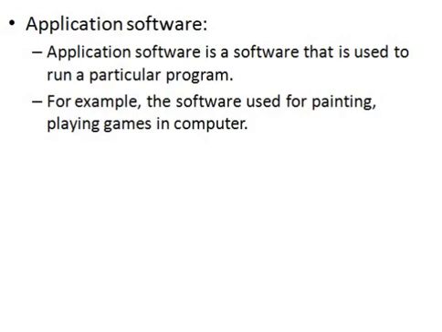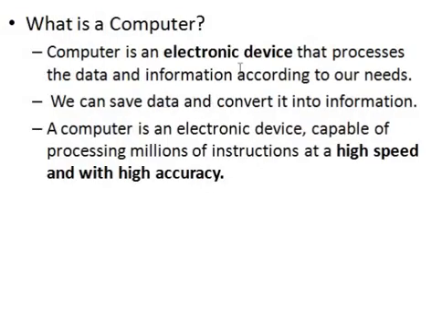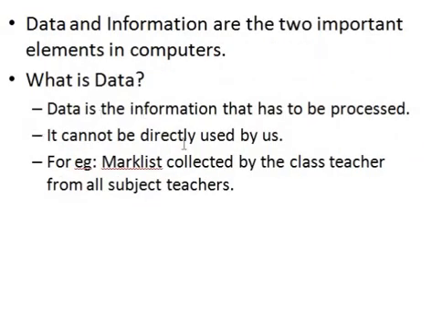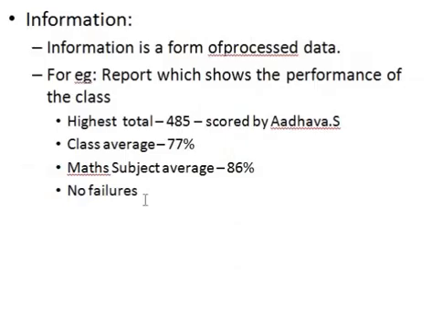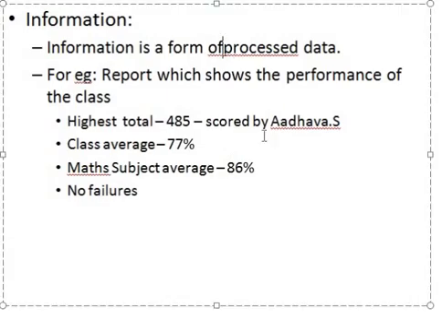Okay, a quick recap of this unit 7. We started with what a computer is. A computer is an electronic device that processes data and information according to our needs. Then we discussed what data is. For example, the mark list collected by the class teacher is the data. If we process this data and get some information out of it, that is called information. Information is a form of processed data.